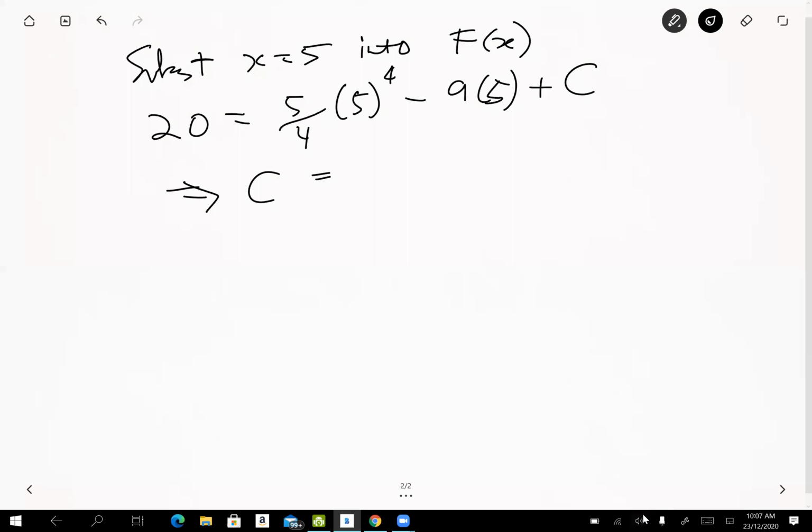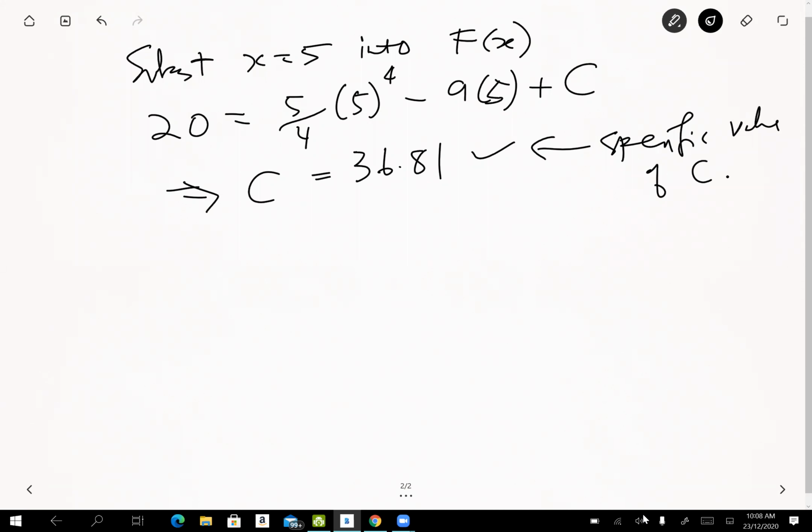36.81. Okay, anybody get a different value? Everybody got the same? All right. So that is the value of c. So now you have a specific value of c.